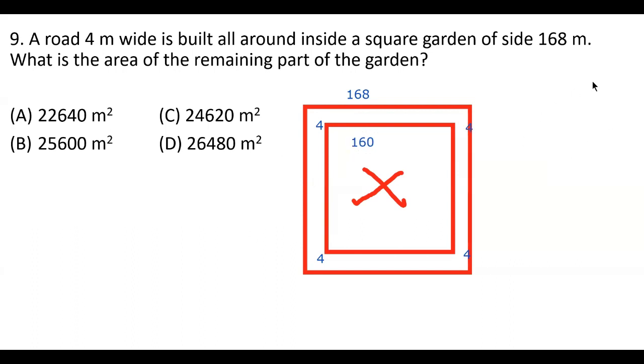So to find the final answer to the question, that is going to be the area of the square inside. That is going to be 160 times 160, and that is going to be 25,600 square meter. So our answer would be option B, 25,600 meters square.